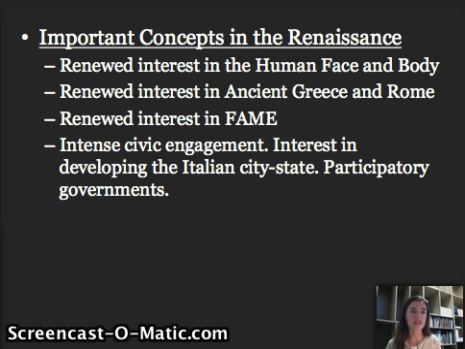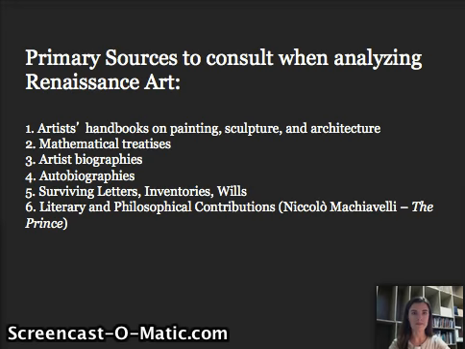A final characteristic is intense civic engagement, an interest in developing the Italian city-state. Italy was quite fragmented at this time, and we see a lot of participatory governments where certain male citizens of a city were permitted to participate in different governing bodies. This is unlike the medieval period, when you're seeing primarily kings and queens and nobles. You're seeing a slightly more open form of government in the Renaissance in Italy. So when we're analyzing Renaissance art, there's a couple of key things to look at, to examine.